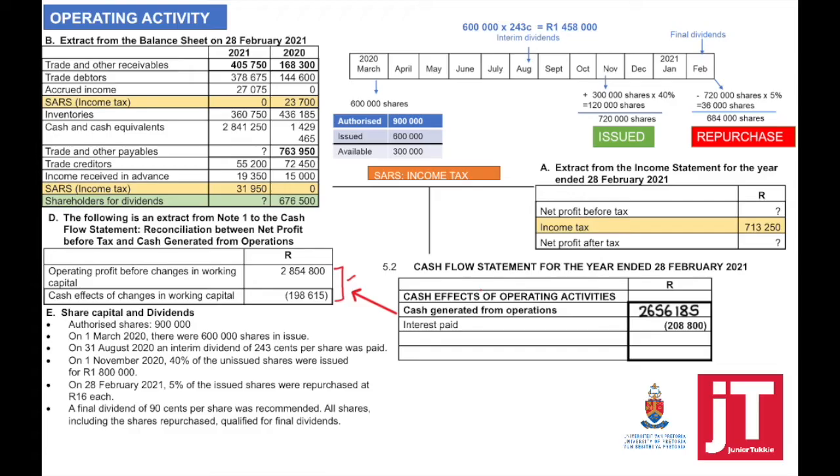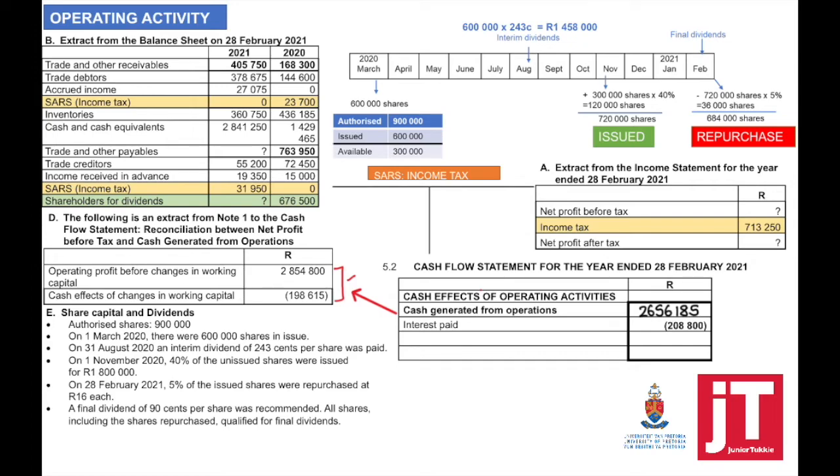As I've mentioned before in the previous activity, look at how the information is given to you when you calculate the dividends paid and decide if you need to open T accounts or not. If you look at dividends paid, it always consists of that which was recommended at the end of last year. So this is the first part of your calculation. Then we've got interim dividends.